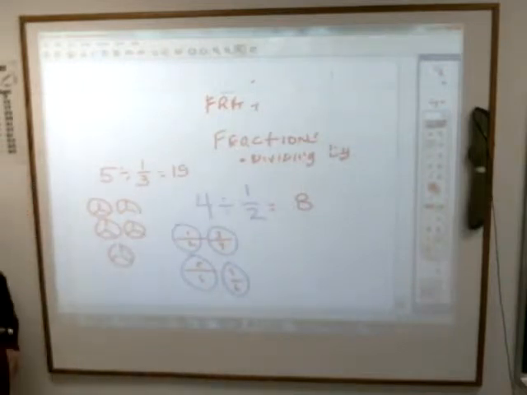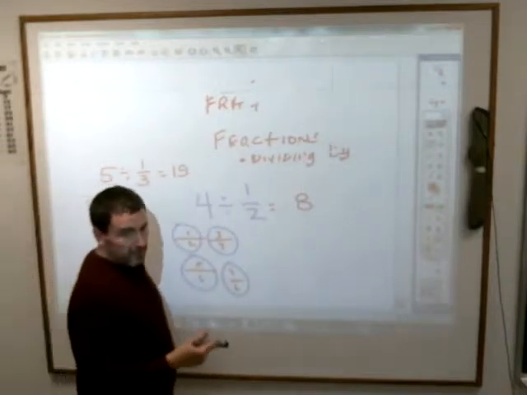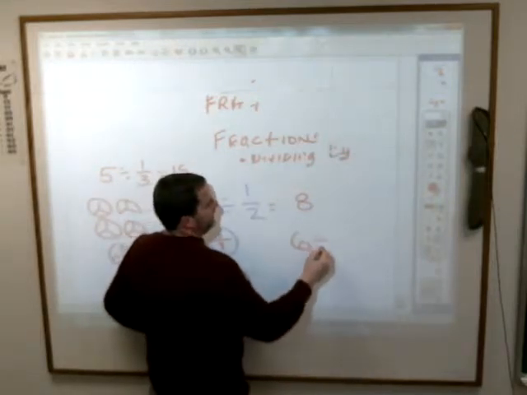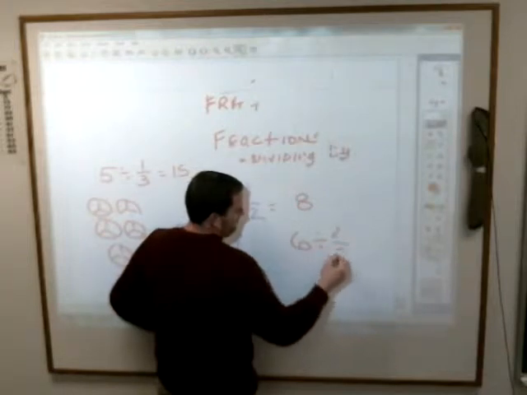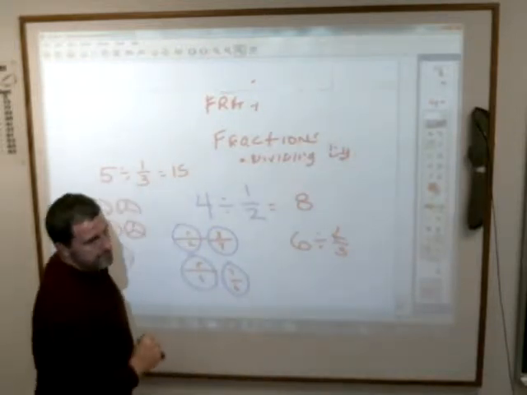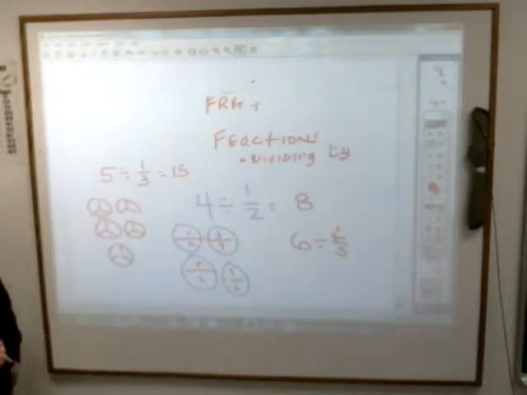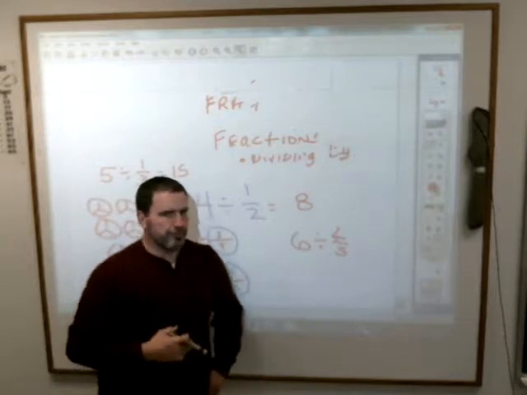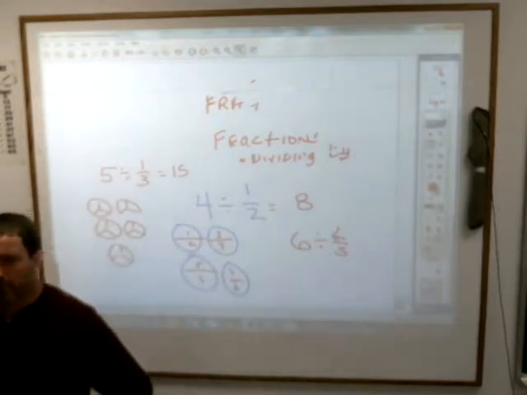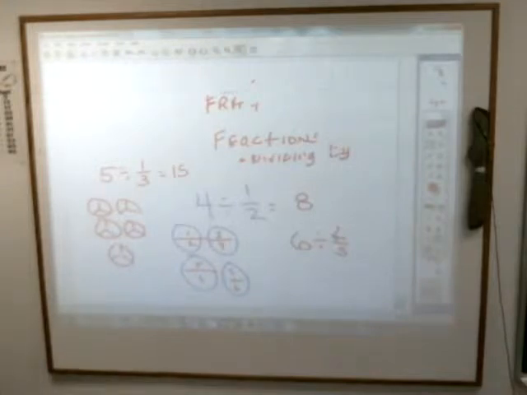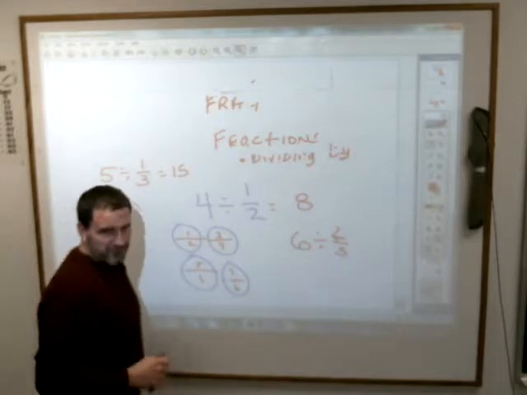Now let's try something a little harder since Jacob thinks he's got a hand on this. What if I have 6 and I divide it by 2/3 though? How many 2/3 are in 6? Jacob? 12? 12 I don't think is right. DJ? 9. 9 might be right. How'd you get 9, DJ? I just drew. Oh, did you do all the circles?